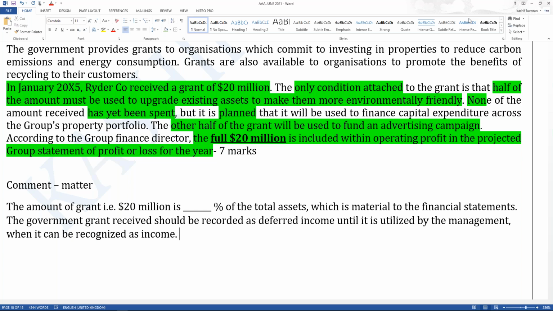No need to give references. There are no marks for references of IAS 20 here. So many times in my previous webinar I've guided you on that. No need to quote IAS 20. You need to quote the accounting treatment. You get marks for accounting treatment, right, not for IAS 20 quoting.